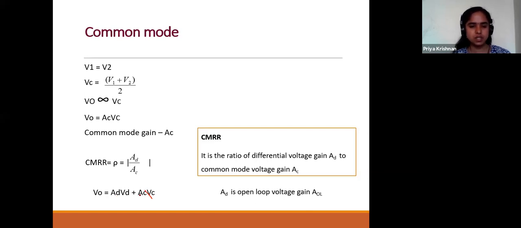If AC is 0, we neglect that. So AD will be infinite, or a very, very high value. So that is what is given here. AD is the open loop voltage gain, and it is also represented as AOL.